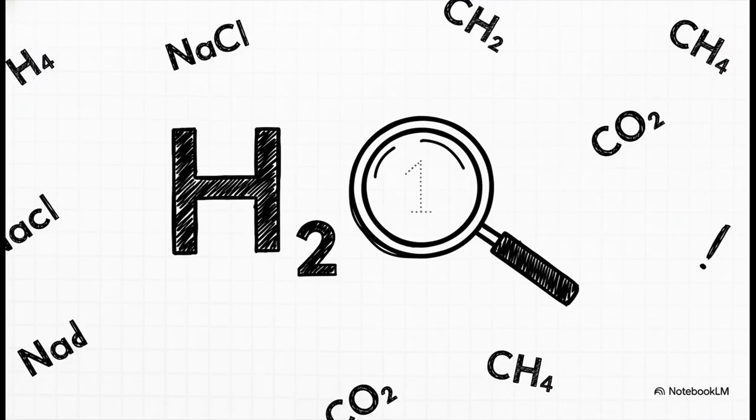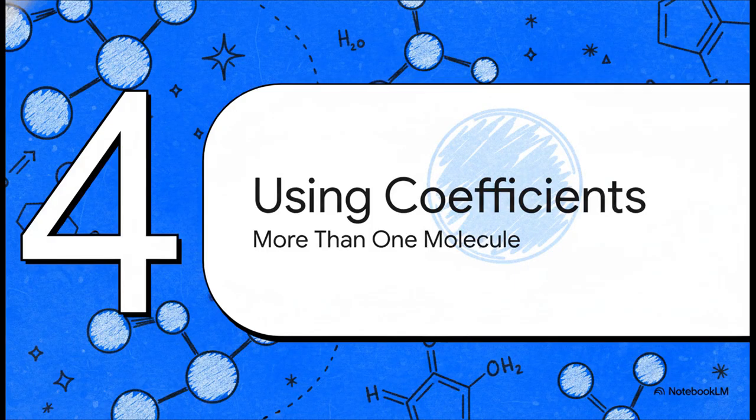But what if you see an element with no number next to it? That's our invisible rule. If there's no subscript, it just means there's one atom. Chemists are all about efficiency, so the number 1 is always just implied. They never actually write it. All right, we can now count all the atoms inside one molecule. But what if we have a whole bunch of them? That's how we scale up the recipe, and we do that with something called a coefficient.